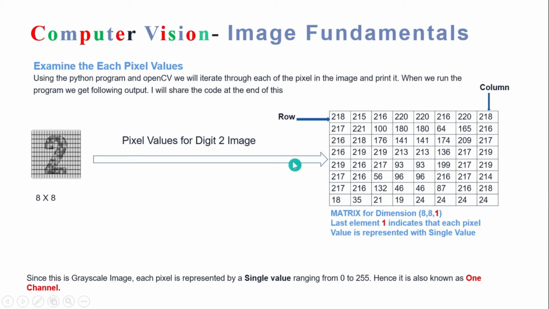Now let's examine the values of the pixels. Let's look into the top left corner pixel box here, this one. This appears to be close to white, right? So the value should also be closer to 255. Let's look into the printed values. You see this is 218, which is close to 255.